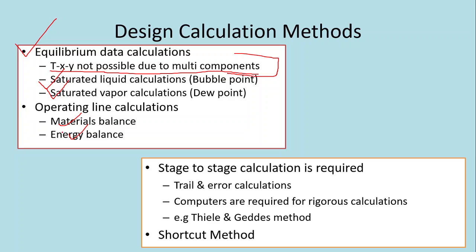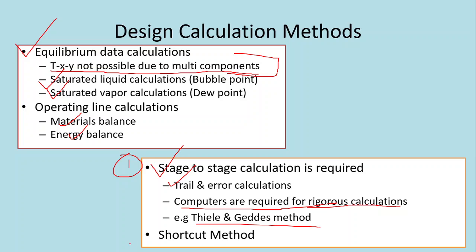The first method is called stage-to-stage calculation. It is obviously a trial and error calculation. The first thing, it is not an easy one. It requires rigorous calculations, and that's why we need a computer for this rigorous calculation. Normally the Thiele and Geddes method is very popular in the stage-to-stage calculations.